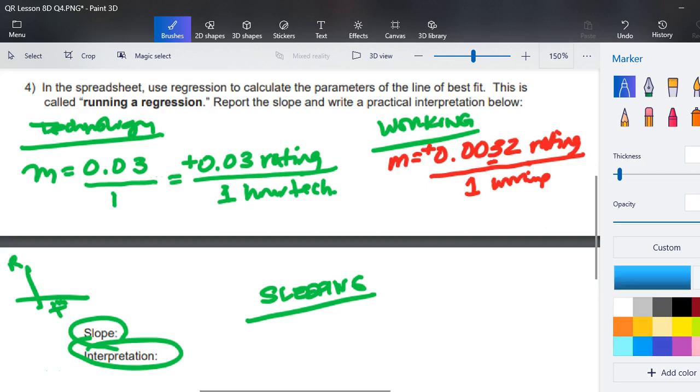And then finally, the slope for sleeping. The slope of sleeping was this, change in y is in the numerator, over change in x. So our rating will go up 0.06 of a point for every 1 hour of sleep or additional hour of sleep that we get.